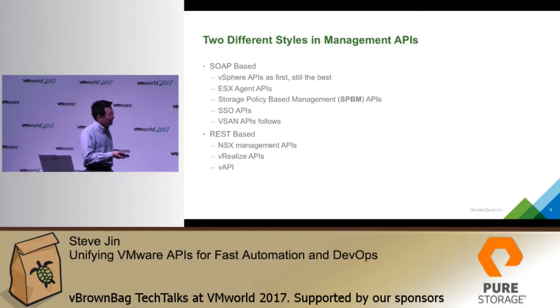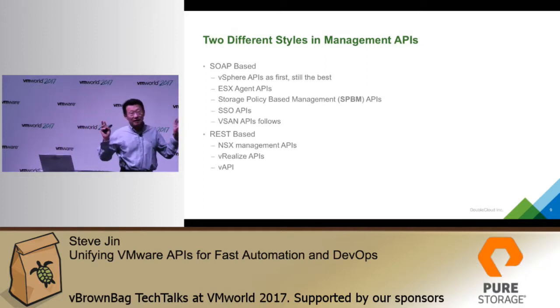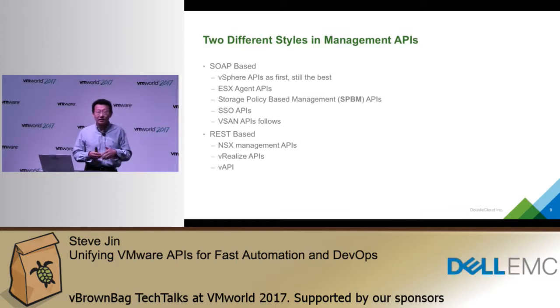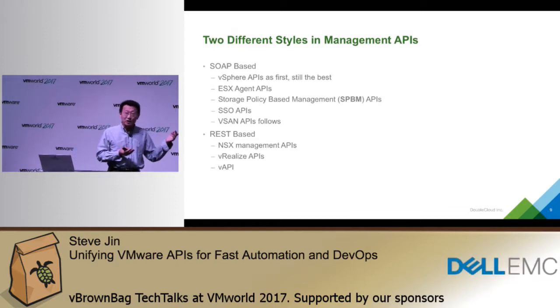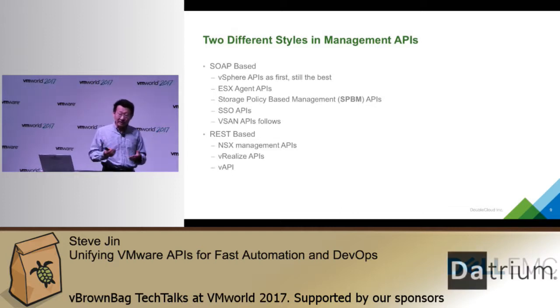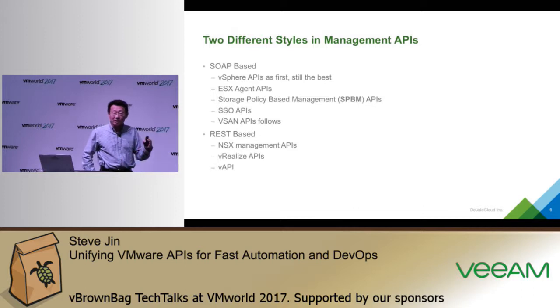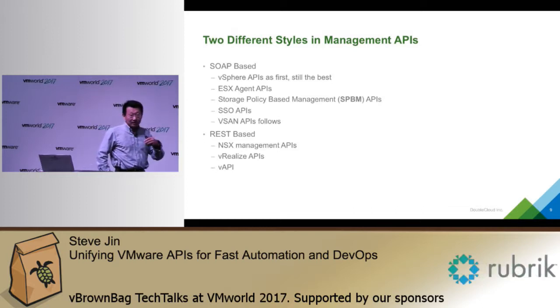Now, on the VMware side, there are two directions of APIs. One side is SOAP-based. The vSphere API is the first one, and it's still the best in the virtualization management space. We also have a couple of other APIs, some of them maybe not well known, like ESX Agent Manager. The ESX agent is more like a driver for the ESX, but it's packaged as a virtual machine.